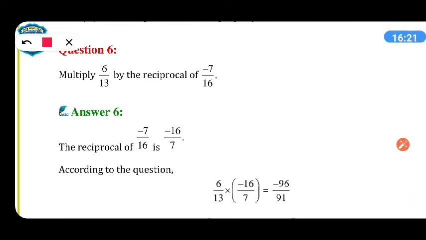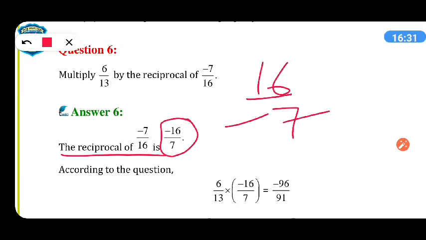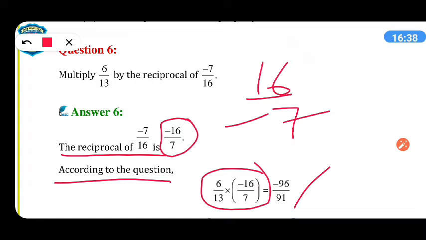See, the reciprocal of minus 7 upon 16 is minus 16 upon 7, or you can write 16 upon minus 7. Both are same. Now according to the question you have to multiply these two values and you will get minus 96 upon 91. Understood? This is your question number 6.